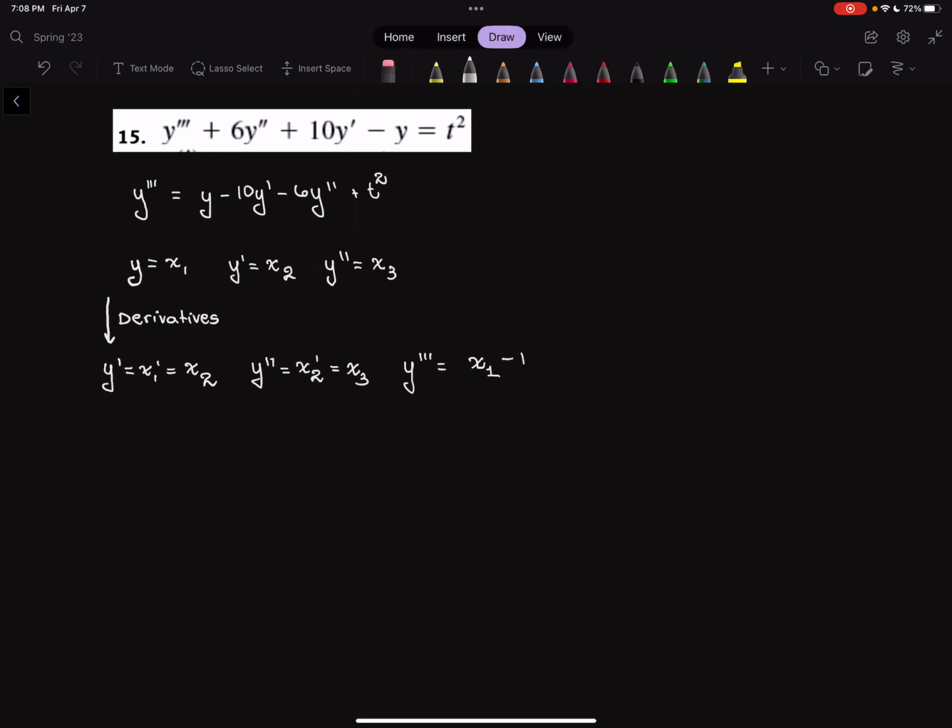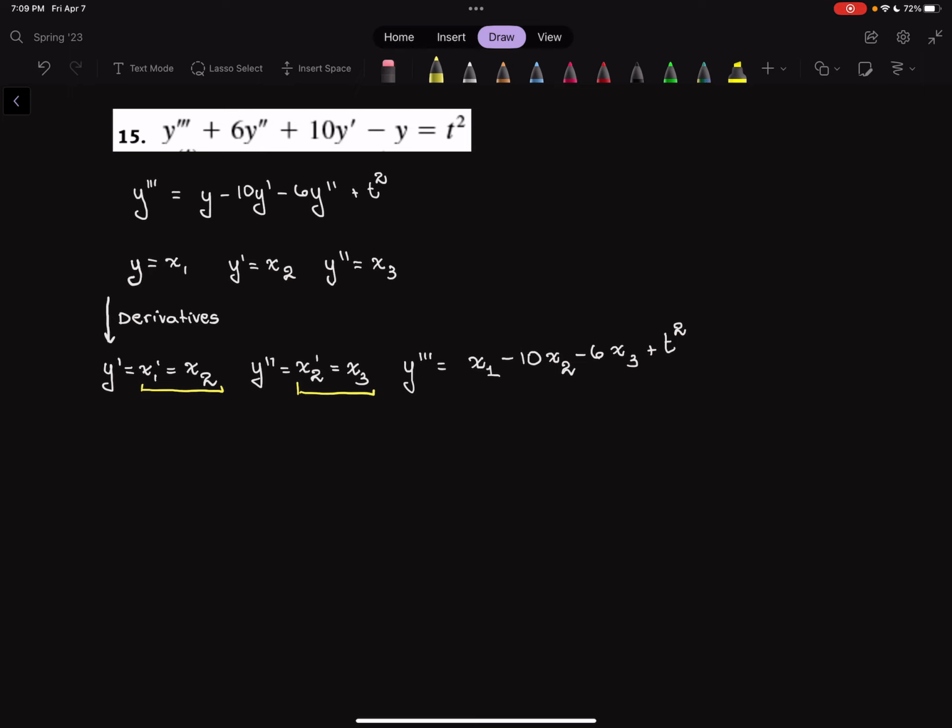Then we have minus 10, and what was y prime? Well, that's x sub 2. Okay. And what was y double prime? Well, that is x sub 3. And then don't forget that lonely t squared. Okay, now it's not lonely anymore. Now, look at what we have. We have the derivative on the left-hand side and a variable that relates to that derivative on the right-hand side.